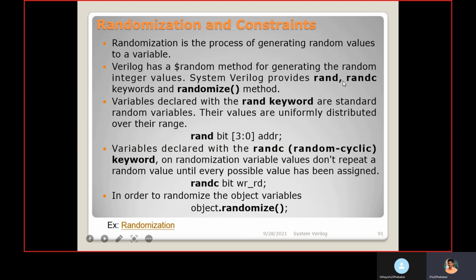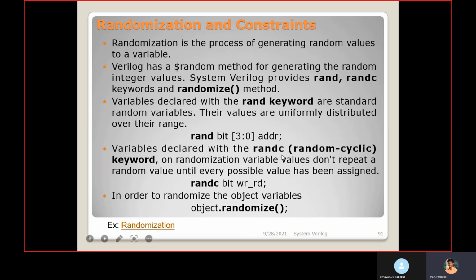Let's see what the difference between rand and randc is. Variables declared with the keyword rand are standard random variables. The values are uniformly distributed over the range. If I declare a variable address as rand, the value we can get is from 0 to 15, any value, that is the maximum value we can store in this address. So from 0 to 15, any value we may get.